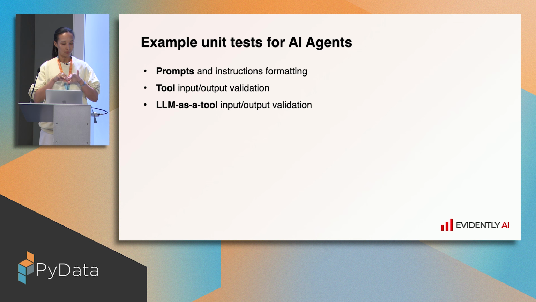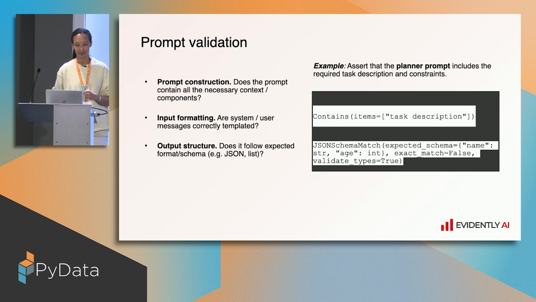So the idea of unit tests is that we can treat every single prompt and every single tool as an evaluation block, like just a function, which gets some input and returns some output. So we can check the quality of those things by checking input, output, and formatting. And let me bring some examples here.